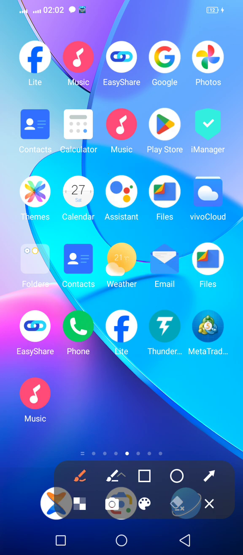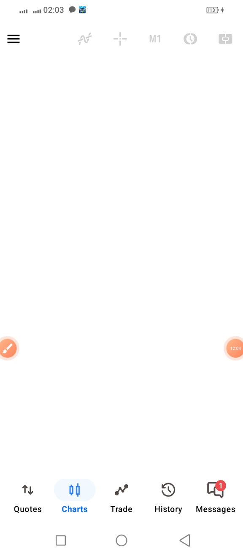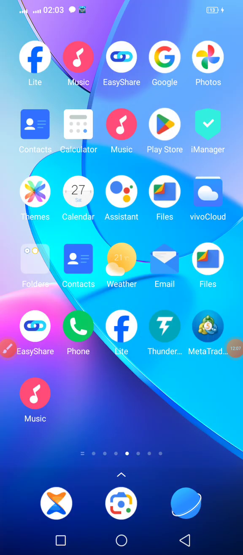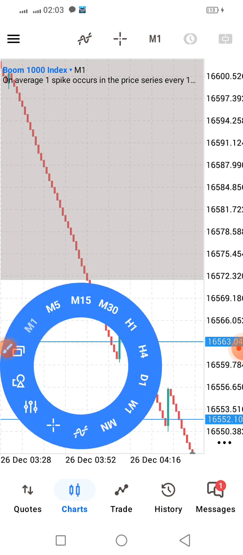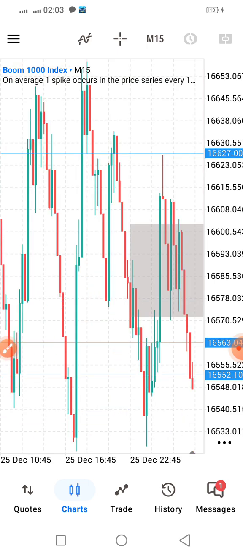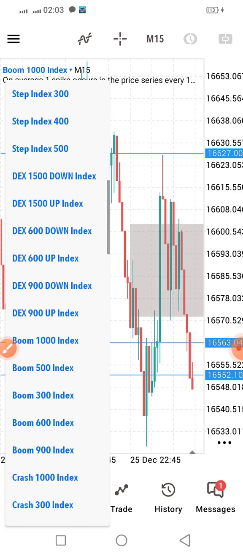Okay, so I'm going to show you how I used just the exact technique to catch this move on Boom. Okay, so about that, let me close something here. To catch this same move on Boom 600. So let me go to 15 minutes and also let me change the chart. I was on Boom 600.